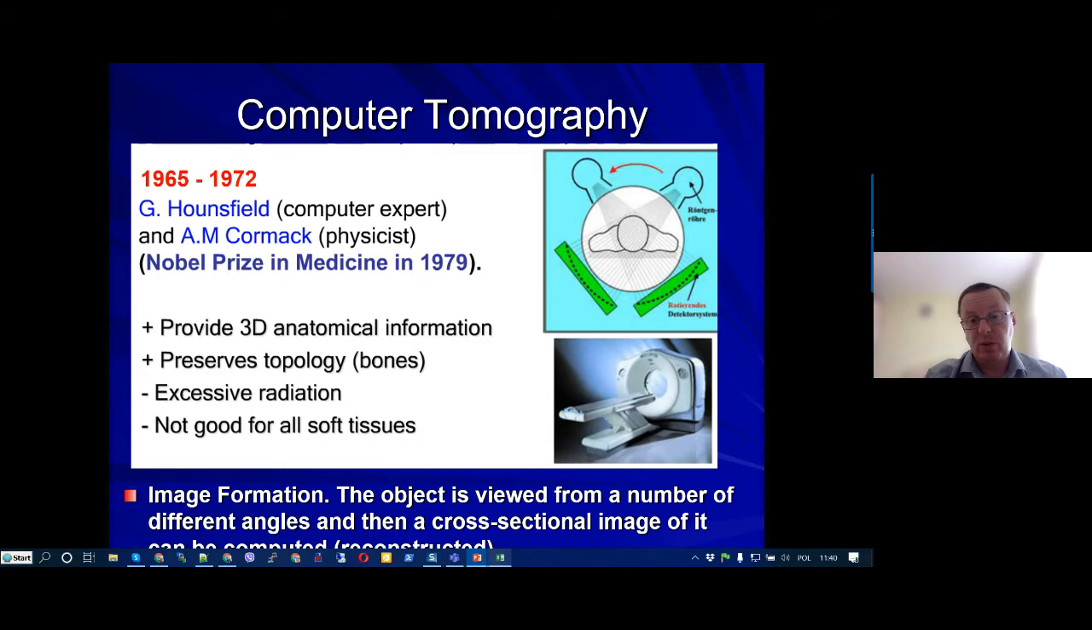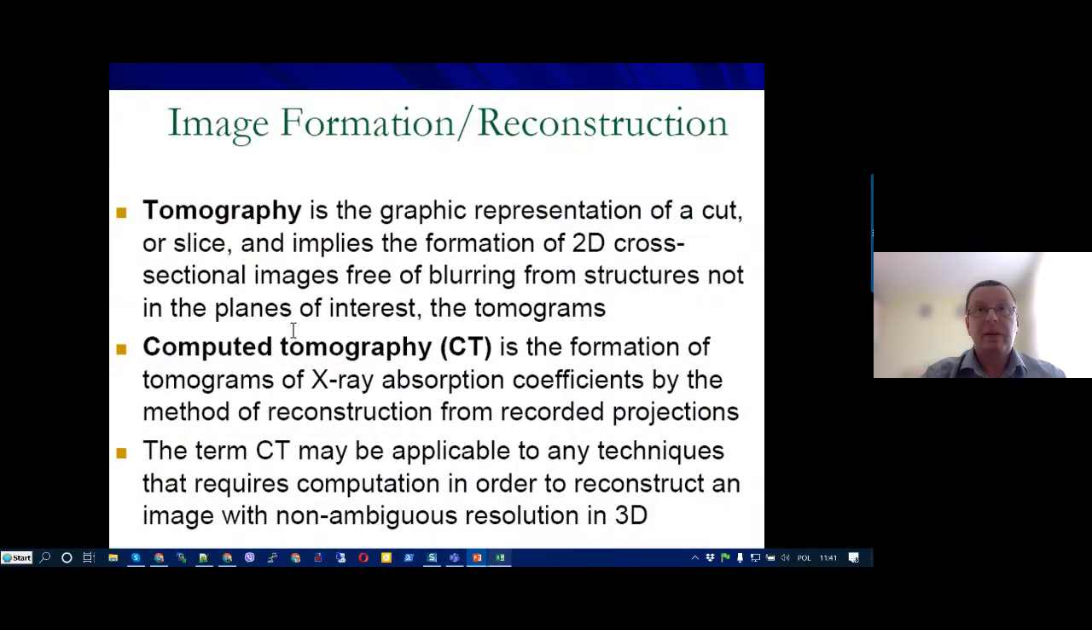Major benefits: it is mostly used for visualization of anatomical structure, but with modern additions it could also be applied for visualization of soft tissue. I'm talking not about conventional axial tomography, computer axial tomography, but different modern modifications. So in general, tomography is a graphical representation of a cut or slice that implies the formation of a two-dimensional cross-section image free of blurring from structures not in the plane of interest. So computer tomography is the formation of a tomogram of X-ray absorption coefficients by a method of reconstruction from recorded projections, multiple projections being recorded, and then we analyze all that data, like X-ray absorption, in order to reconstruct the origin of that projection.